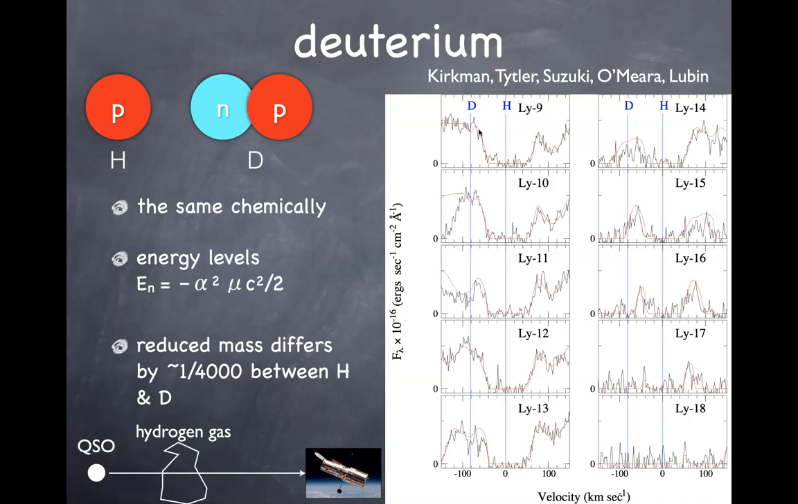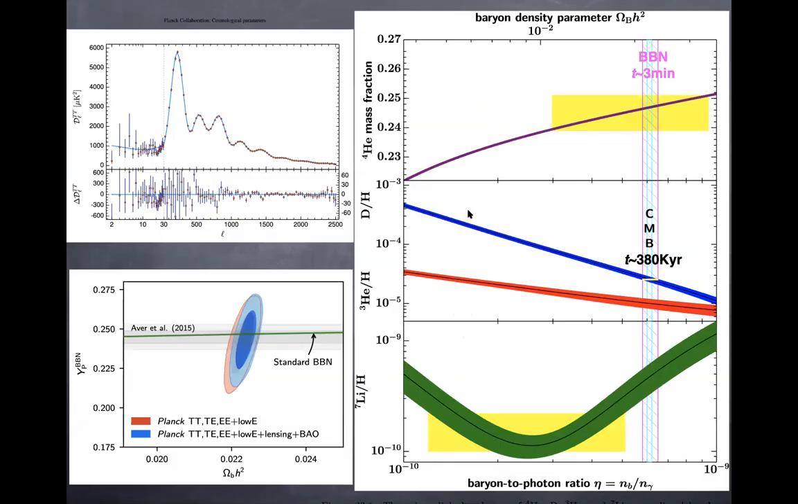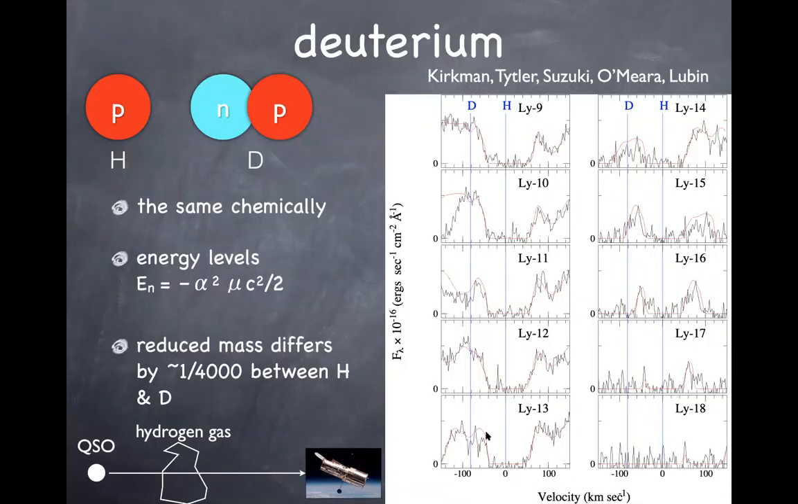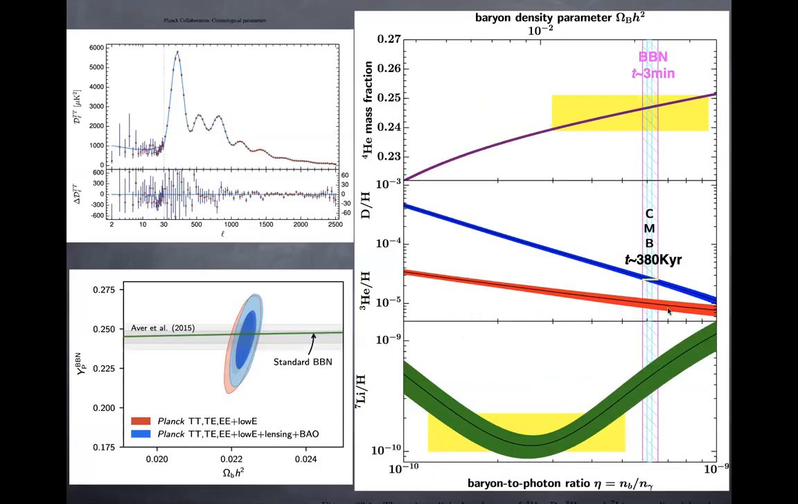And what you see here is that there is a dip due to the hydrogen Lyman absorption line, and there's a tiny dip on the shoulder, which is due to deuterium. This plot by itself may not convince you, but you see the consistent pattern at all Lyman levels and also in different systems. So that's how you can measure the amount of deuterium in the universe today. And that's something you can compare to the prediction from the Big Bang.